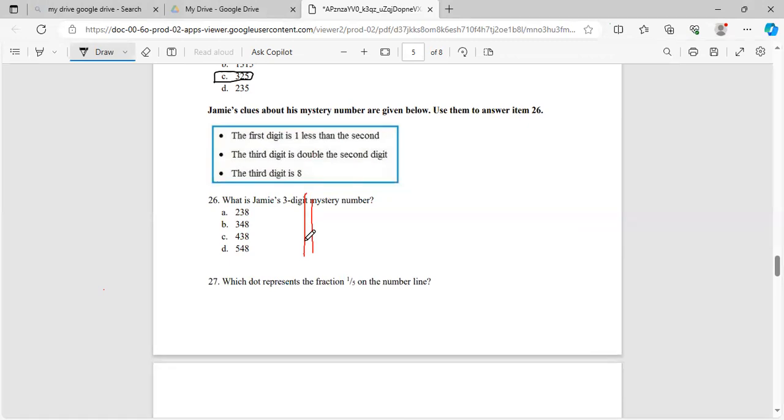The third digit is double the second. Sir, the third digit is 8. So 4 times 2 is 8. So 4 would be the second digit, until the first digit is 1 less than the second. So the first digit would be 3, and then the third digit at the end is 8. So that would be 348.